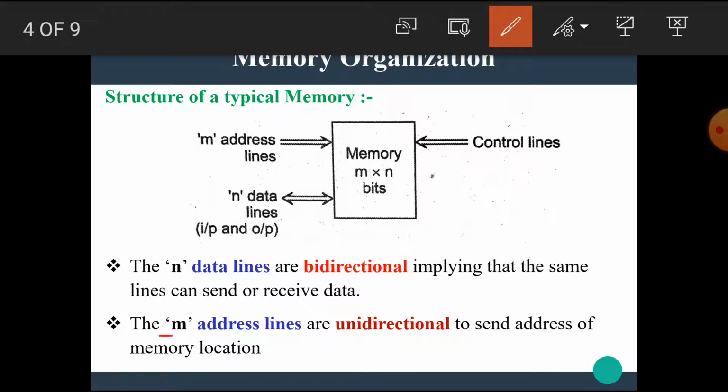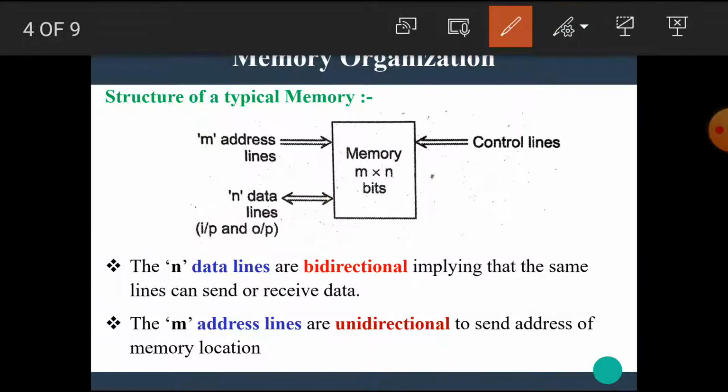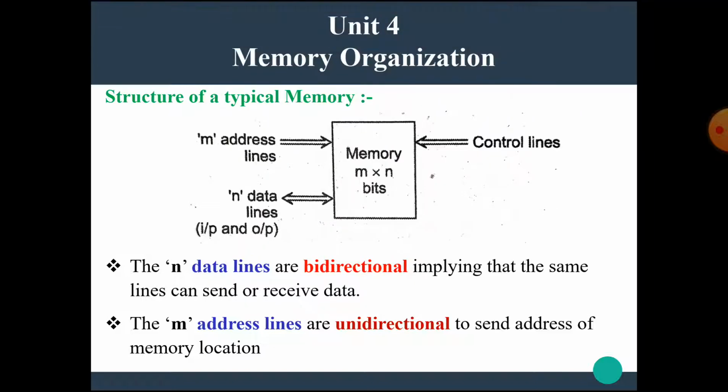Similarly, the m address lines are unidirectional. Here the address lines are unidirectional because the CPU gives the address to store the data in a memory location. Hence, it is always generated from the CPU. Therefore, the address lines are always unidirectional in nature. And there are control lines which originate from the control unit of the CPU. I hope you all understand the structure of a typical memory.